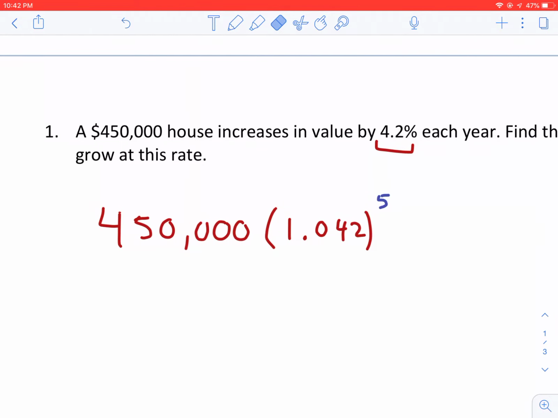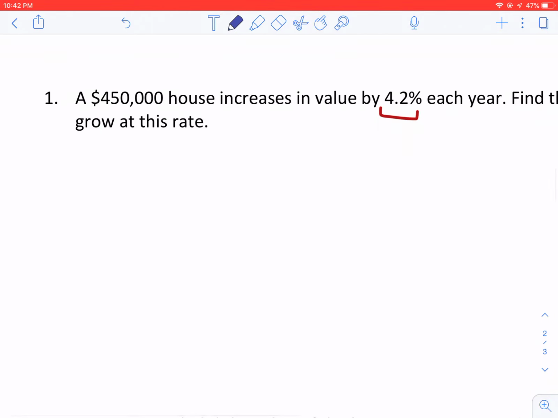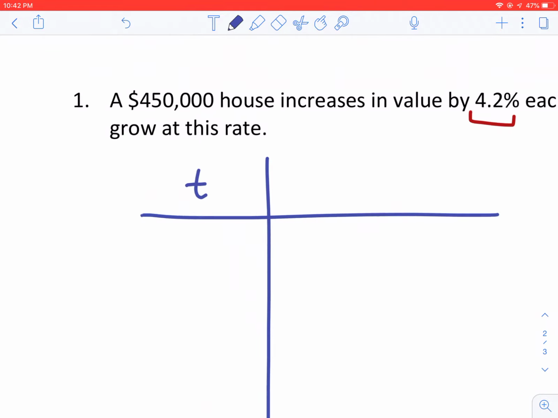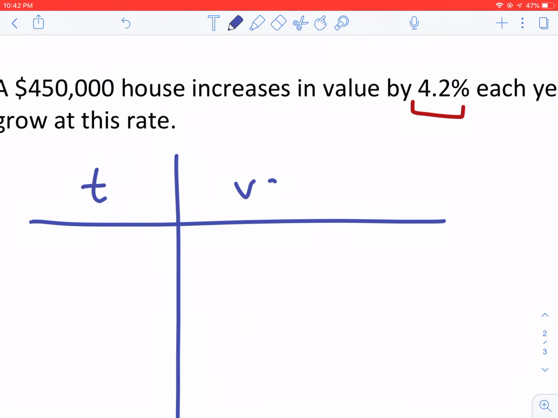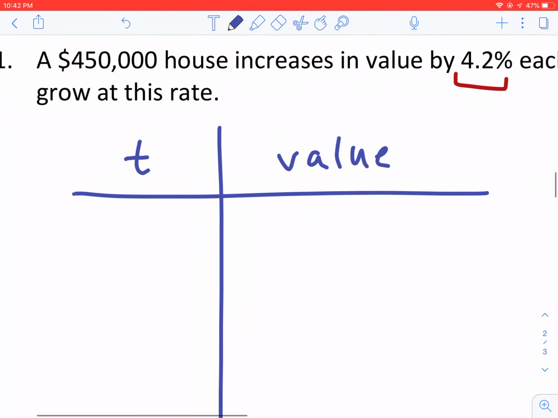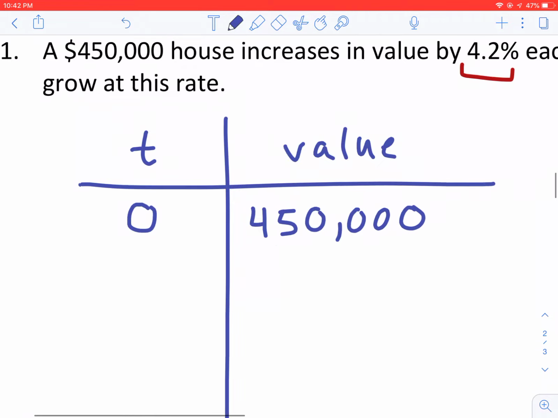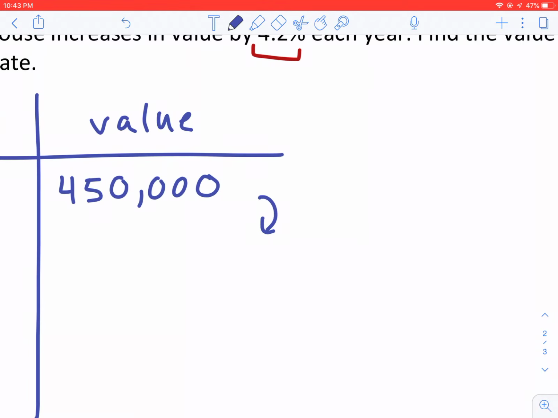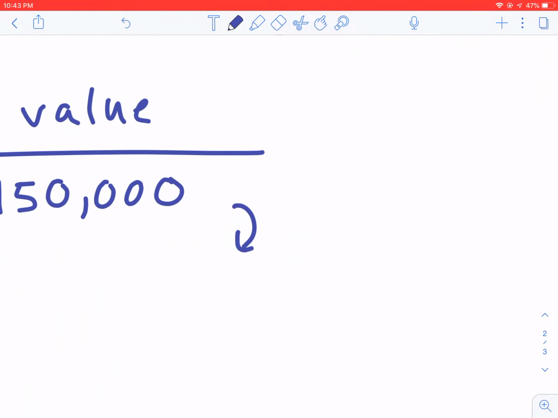Right, so why don't we make a little table to see what's really happening here. I'm going to split it up into t for time in years and the value of the house. So at time 0, the original value of the house is $450,000. After 1 year, if it's increasing by 4.2% each year, we're going to multiply by 1.042.